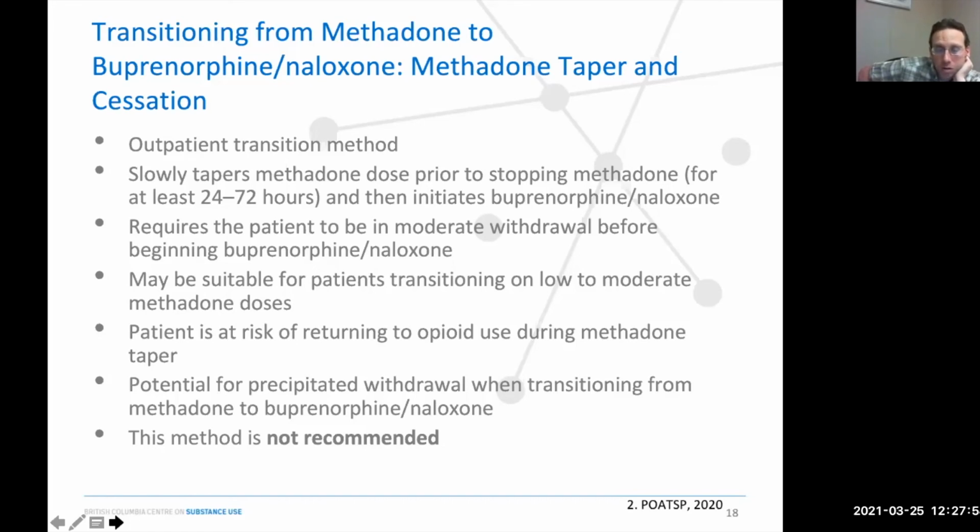Also, if they can't tolerate a long taper off methadone, which most people can't, bottom line is not really recommended to do this, and recommended to ask someone if you're considering it. Next slide, please.